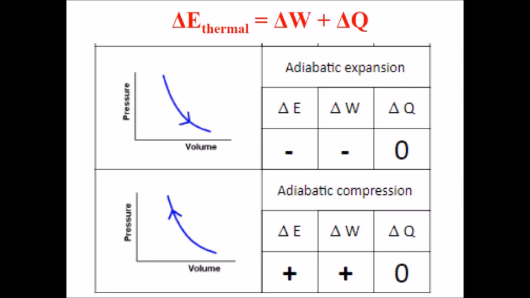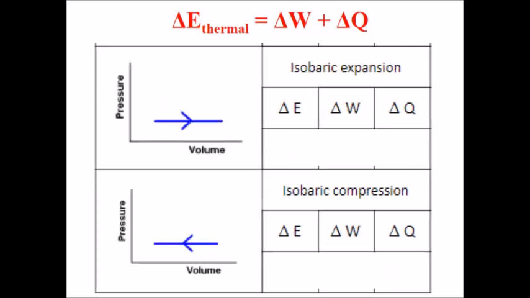Delta W is positive and your hands will increase in temperature. Now, do they warm up? That's a philosophical question. One more, and this is the worst. This is isobaric expansion and isobaric compression. This is a tough one.